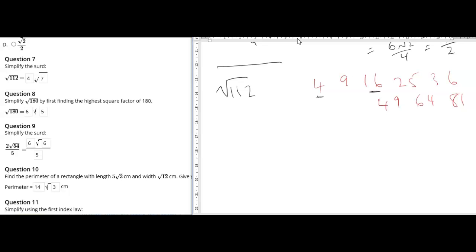So 16 goes in, 25 doesn't. 36, so we're getting a little bit closer to the higher numbers. 36 and 36 is 72. If we added another 36, is that 108? So no, and then we're getting too high. So again, 4 and 16 both go into 112, but the highest one is 16. So I'm going to rewrite 112 as 16 times 7, and then we just separate them. Let's put the square root sign on. Square root of 16 is 4, and then we've got root 7.